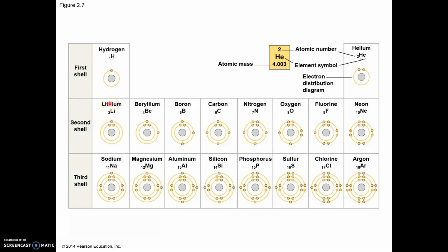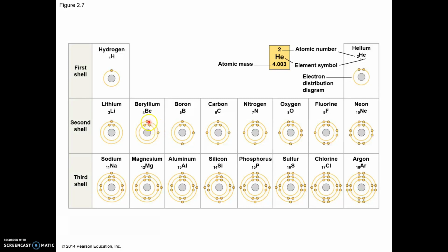So we have lithium, then we have all these other various elements here. So we have 4 protons, 5 protons, 6 protons, 7 protons, 8 protons, and so forth. So here we have 4 electrons. So we have 2 in the shell, and now we have 2 in this shell.